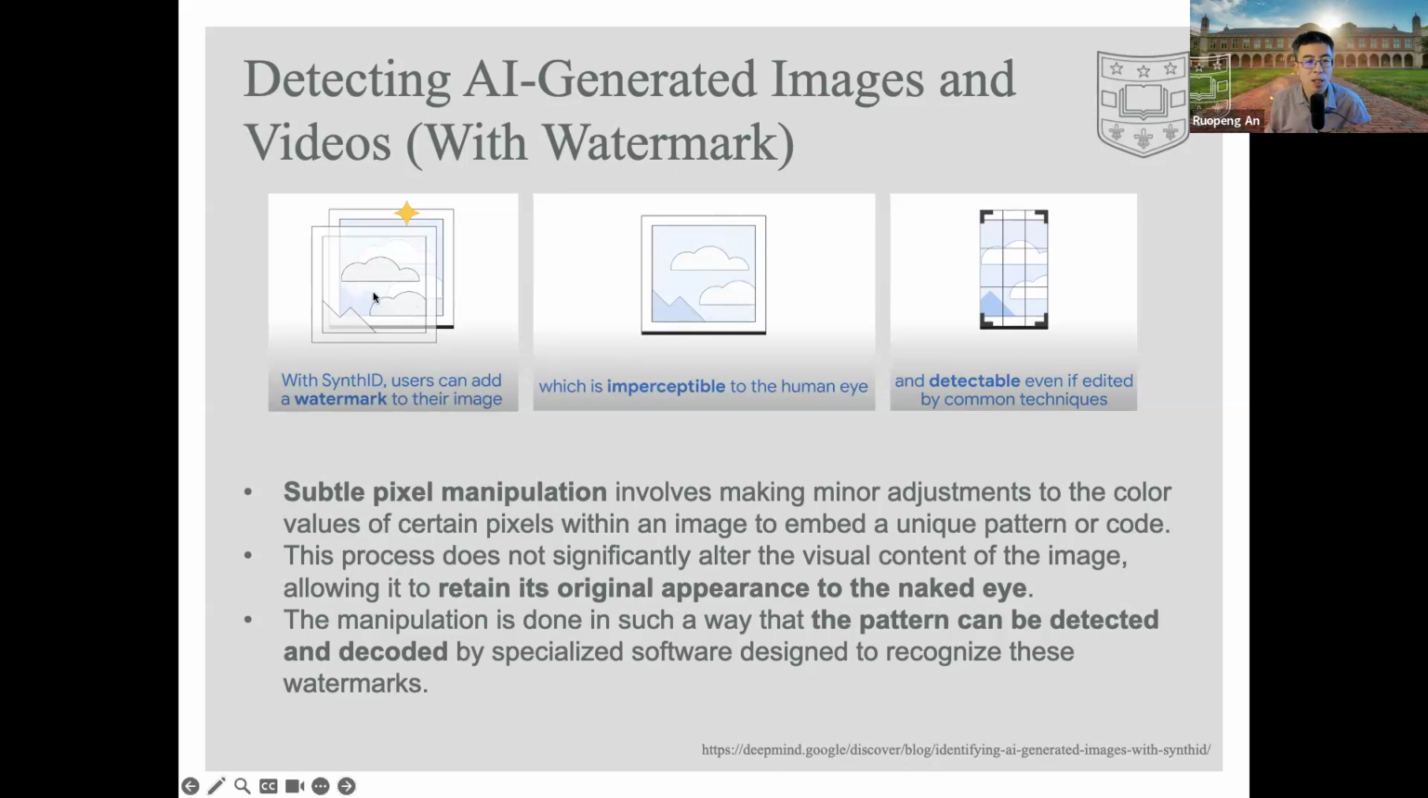So for example, here with SynthID, users can add a watermark to the image, but this watermark is imperceptible to the human eye, though it can be detected by using AI algorithms. Okay? This kind of manipulation is often done in a way that a pattern can be detected and also decoded by specialized AI software designed to recognize those watermarks.